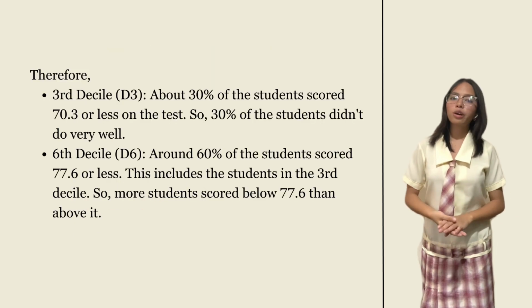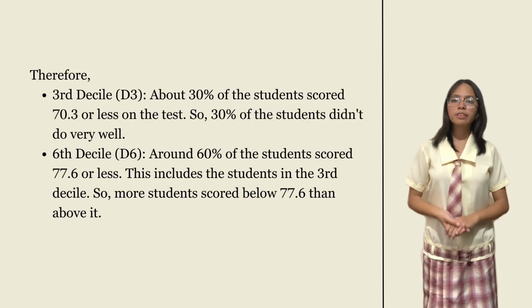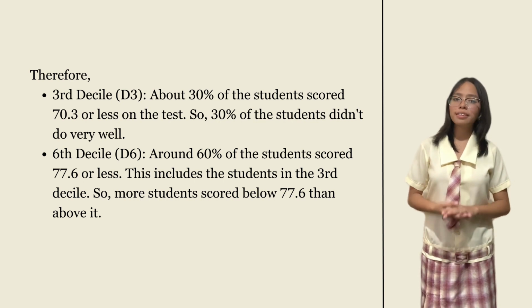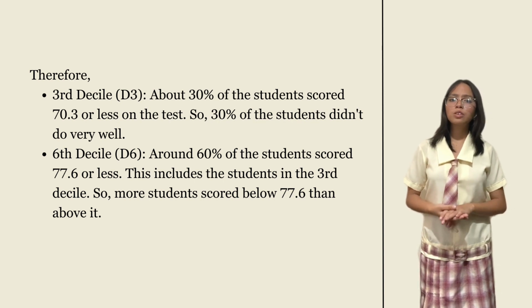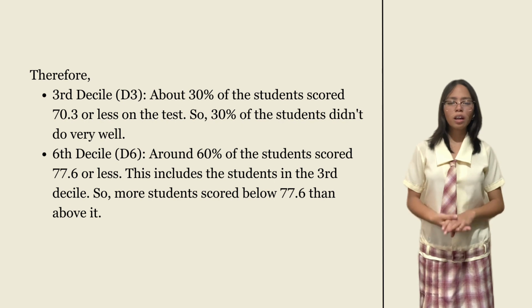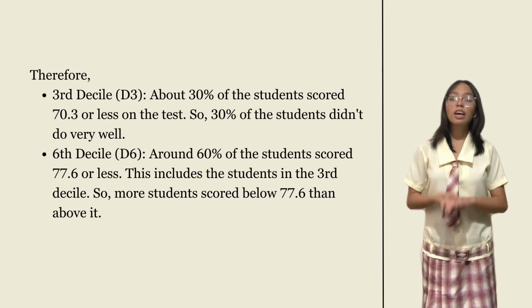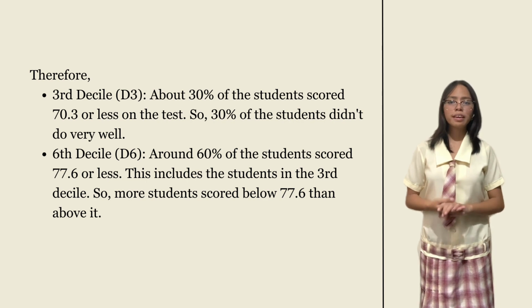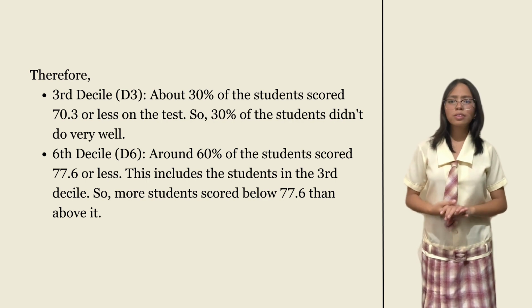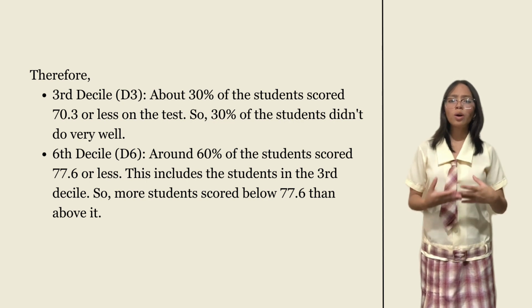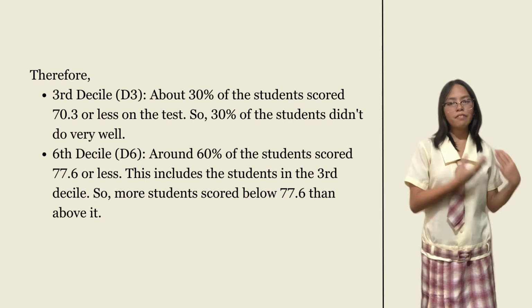77.6. Therefore, for the third decile, about 30% of the students scored 70.3 or less on the test. So 30% of the students didn't do very well. While for the sixth decile, around 60% of the students scored 77.6 or less. This includes the students in the third decile. So more students scored below 77.6 than above it.